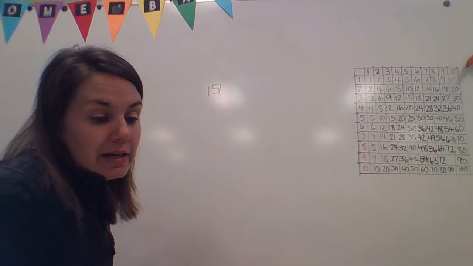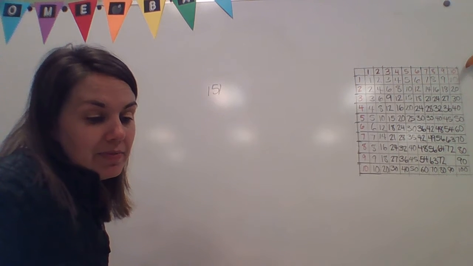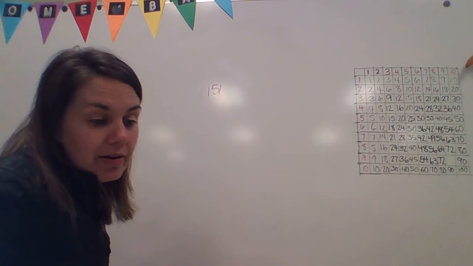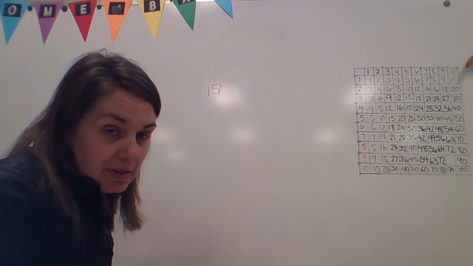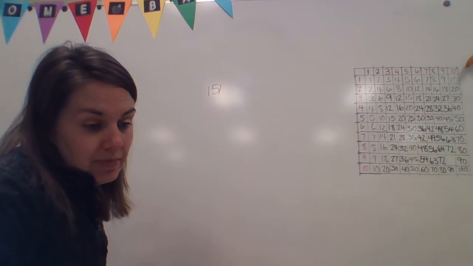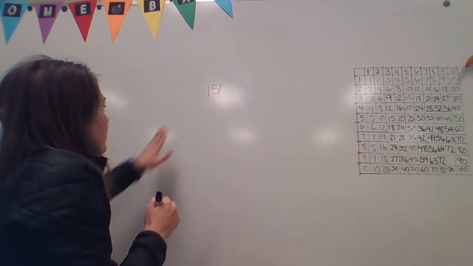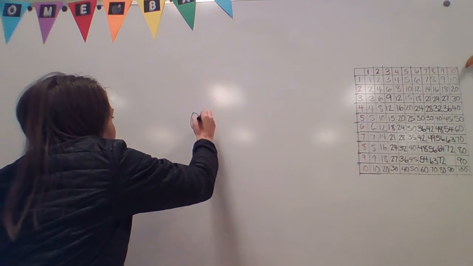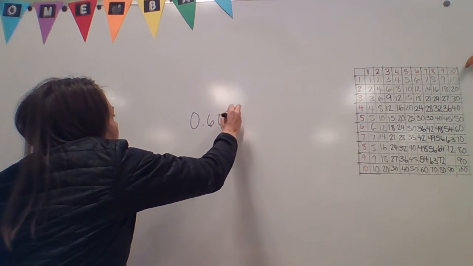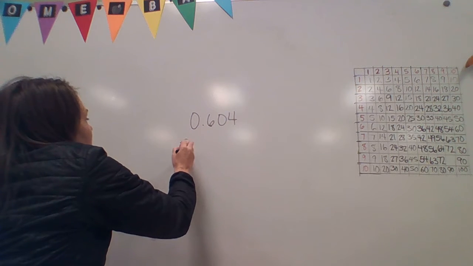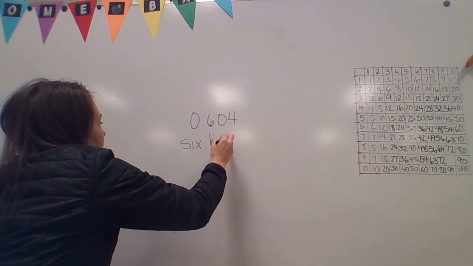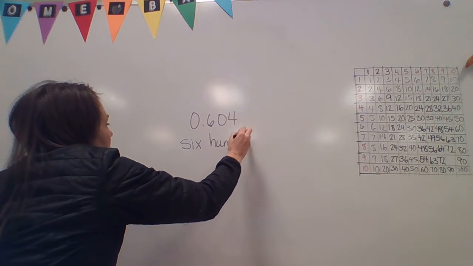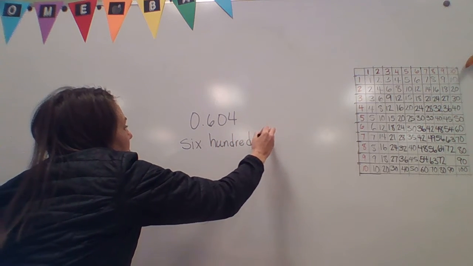Number 2, look at the expanded form with fractions. How many thousandths are there altogether? There would be 604 thousandths altogether. What is the word form of 0.604? We would write it as 600 thousandths.